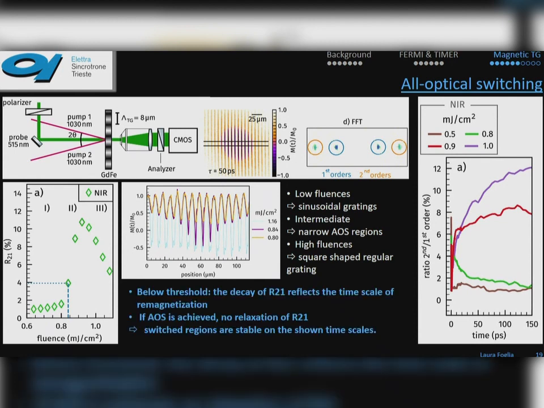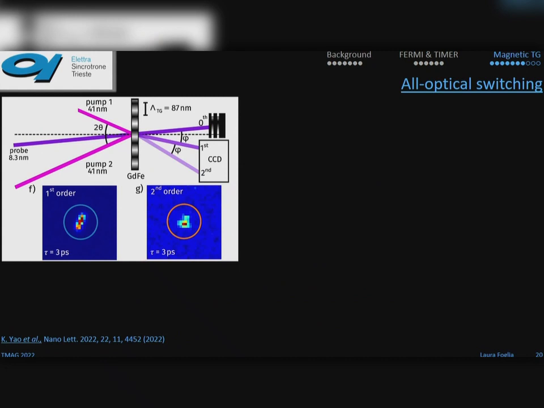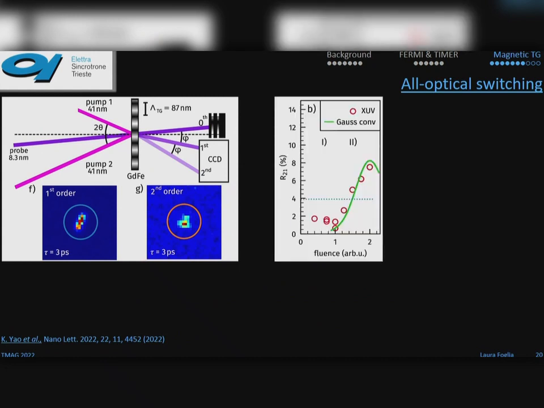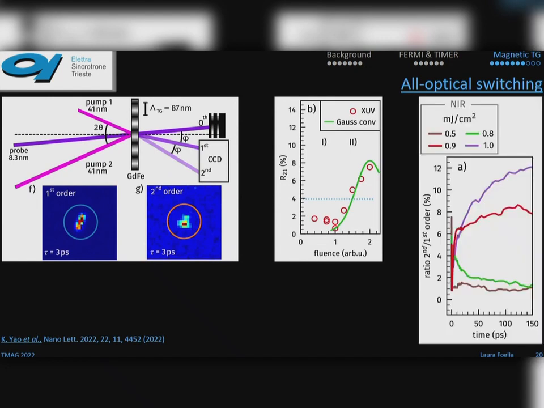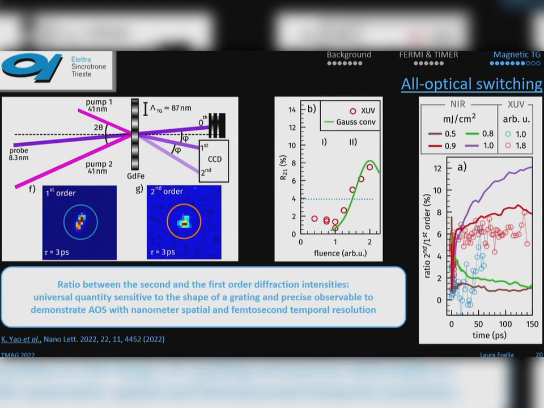And if we look at our R2-to-1 ratio, so the ratio between the first and second order diffraction in the EUV, we observe a very similar thing. So even at 44 nanometers and not at 2 microns, you see the same physics. So we can actually use this 2-to-1 ratio as a signature point, and the dynamics are pretty much the same. So now we have a tool to study also all optical switching in the EUV, which is this ratio between even orders and odd orders of diffraction in the transient grating.